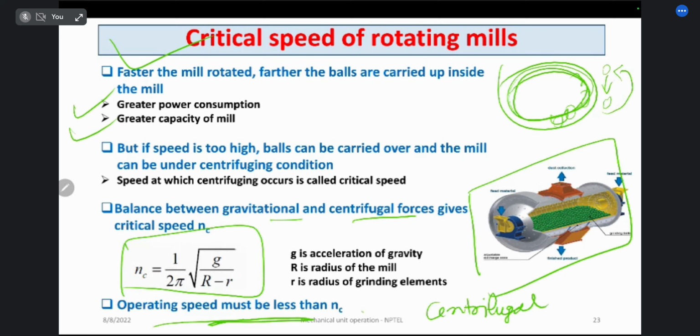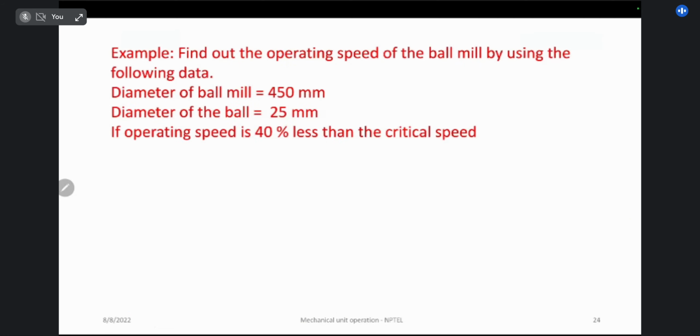And we will solve a simple example. Find out the operating speed of the ball mill by using the following data. Diameter of the ball mill is 450 mm. Diameter of the ball is 25 mm. Operating speed is 40% less than the critical speed. So you need to find the operating speed.